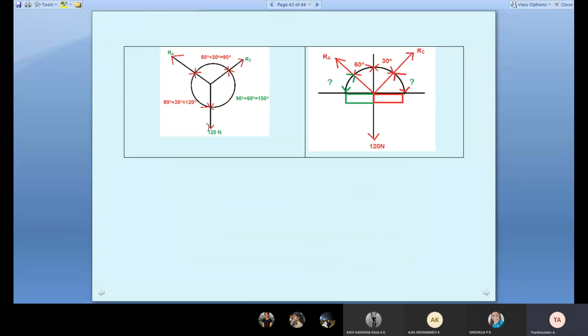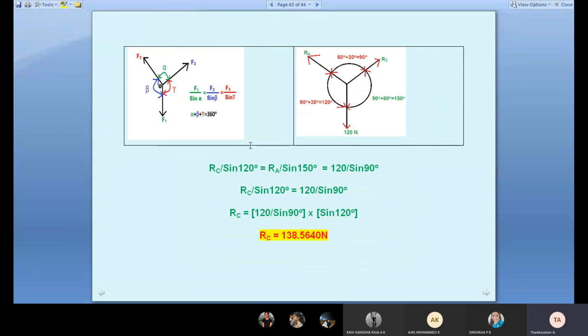Now we apply Lami's theorem. Each force divided by the sine of its opposite angle: RA divided by sine 150, RC divided by sine 120, and the weight 120 divided by sine 90, since 60 plus 30 is 90. Equating the first and last, RC divided by sine 120 equals 120 divided by sine 90. So RC I got as 138.564.